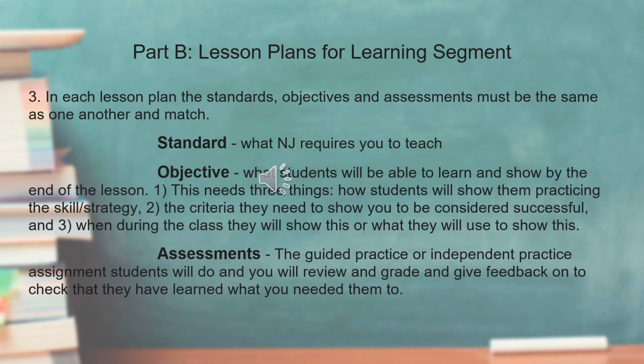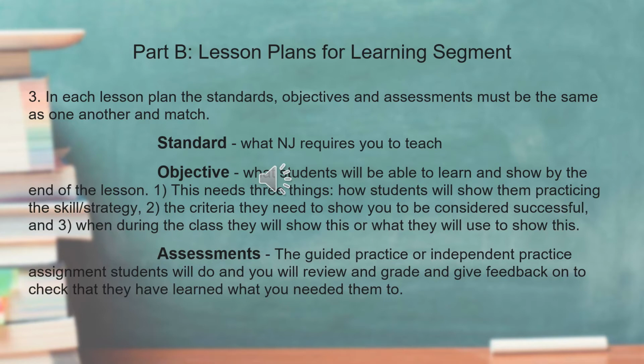Your third step is going to be creating your standard, objective, and assessment for your lesson plans. Keep in mind that all of your lessons should start from the standard. The standard is what New Jersey requires you to teach, and it is what you need to look at to figure out what your students need to learn. And then from that, you're going to create your objective. This is what you want students to be able to learn and what they're going to show you by the end of this lesson. So every objective needs to have three things to it, three parts.